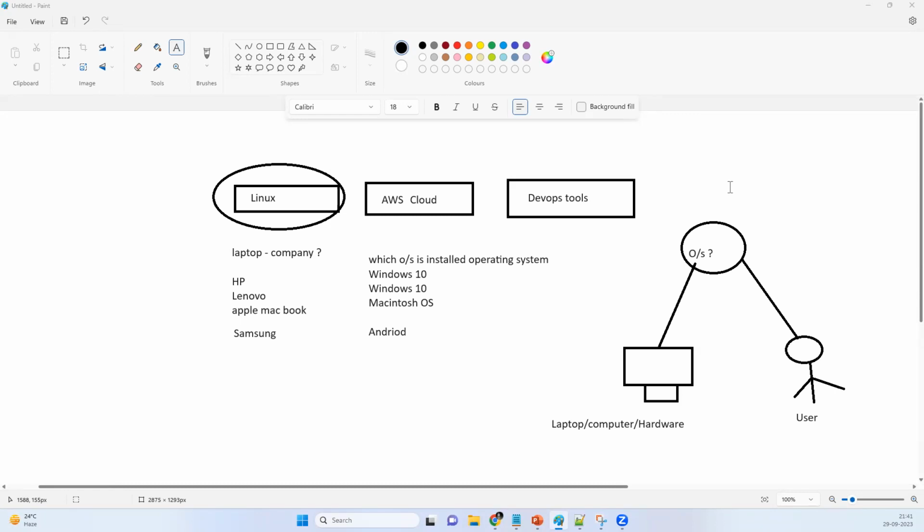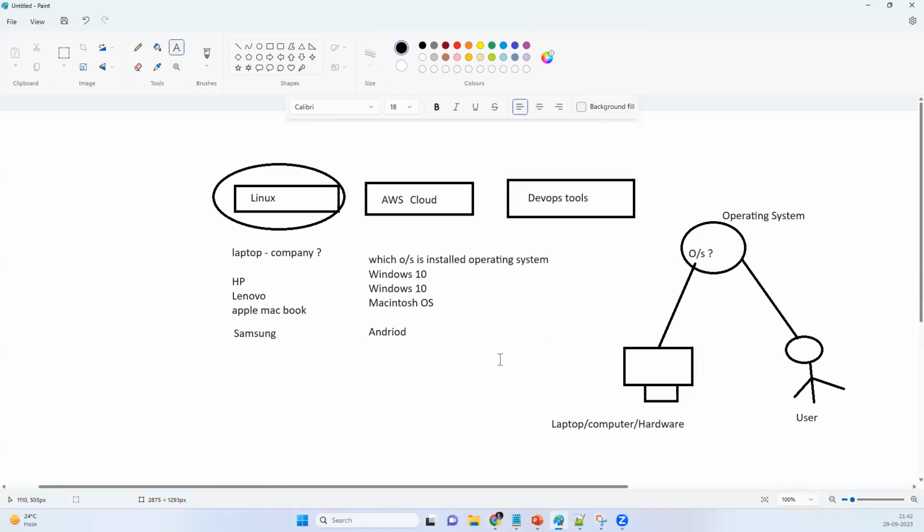Guys, does anyone know what an operating system is? In our laptop, we are using Windows as the operating system, right? So why do we need Windows on our laptop?